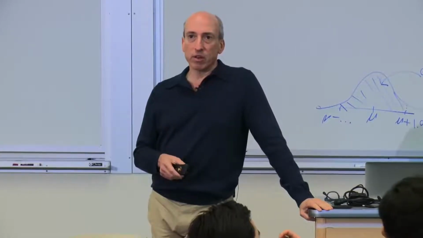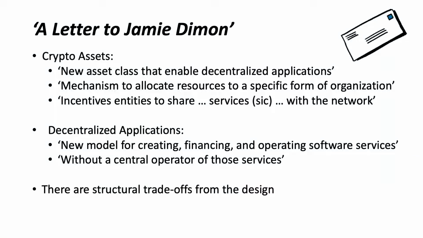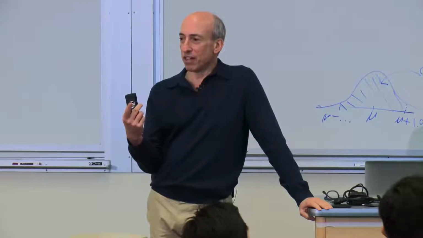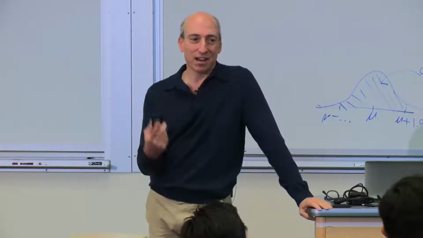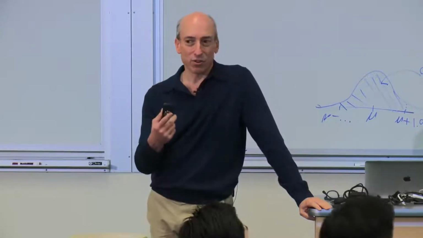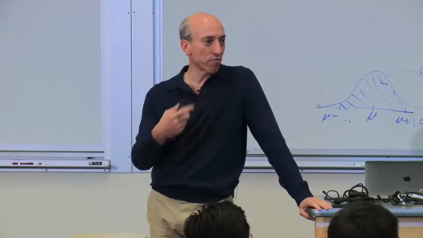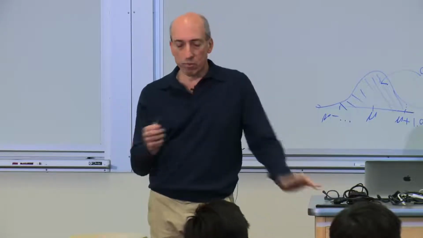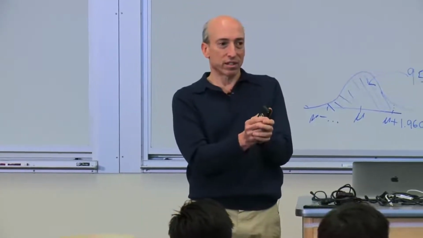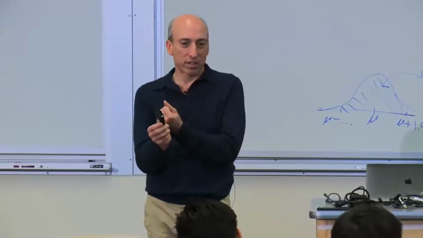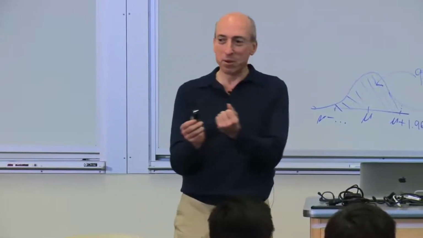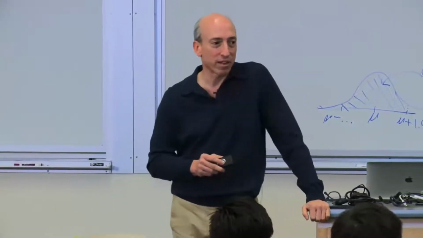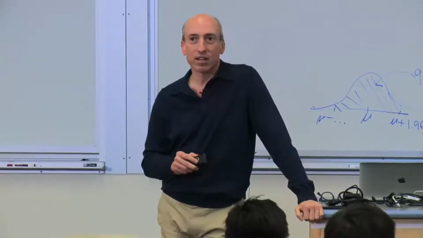And then he talked about two structural trade-offs from the design. Now, this blockchain design has a lot of complexity. It has a lot of additional cost, whether it's mining cost for proof of work or some other cost to secure the data. And so there has to be a trade-off. And what can pull you out of the minimalist end of this is whether there are some benefits as well. And we're going to chat about that in 5 or 10 minutes again.